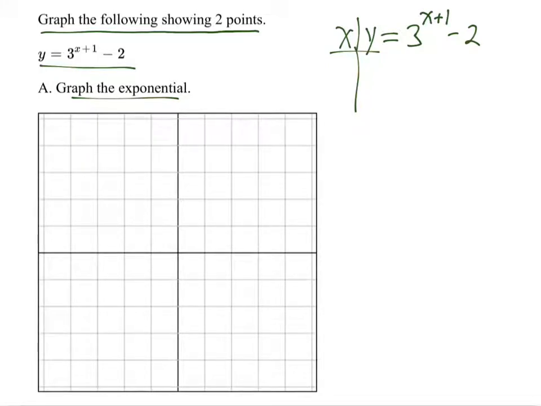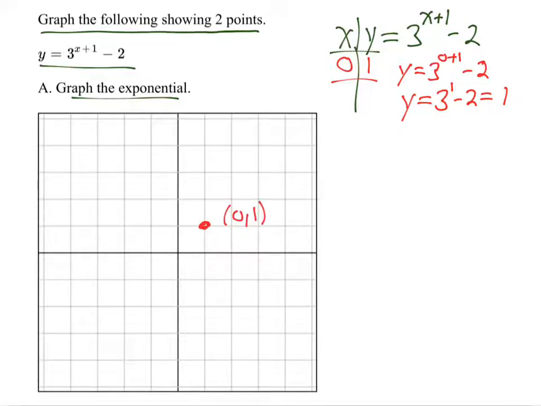How do I know what x values to put in? You can put in any x values you want. Like you could put in 0. That's a nice easy number. I'm just choosing 0 because it's easy. What do I get then? y will equal 3 to the 0 plus 1 minus 2. And that's 3 to the 1 minus 2. And 3 to the 1 is just 3. 3 minus 2 is 1. So that's over 0 up 1.